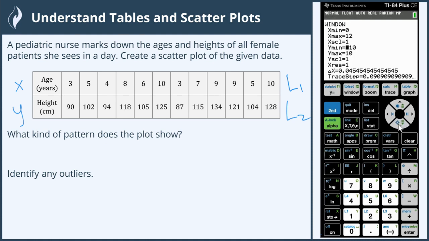And then if I look at my Y list, which is my heights, my minimum looks like 87 is the smallest value, and the highest value looks like 134.